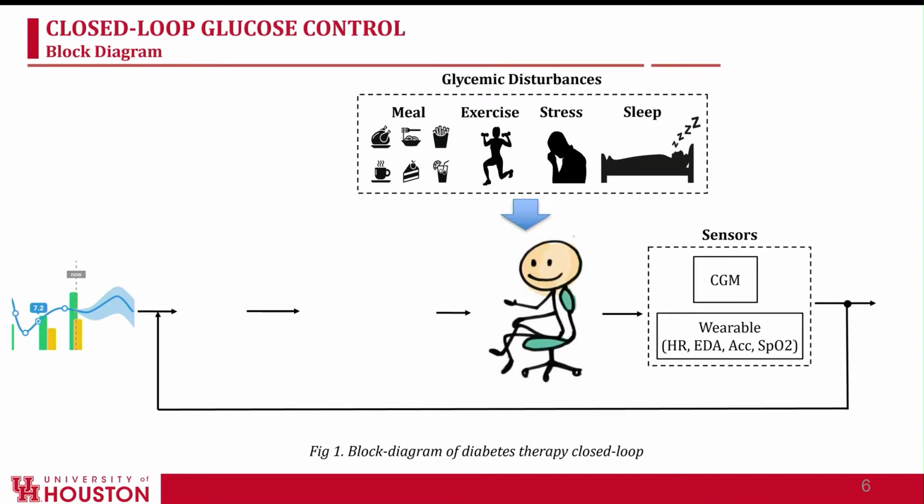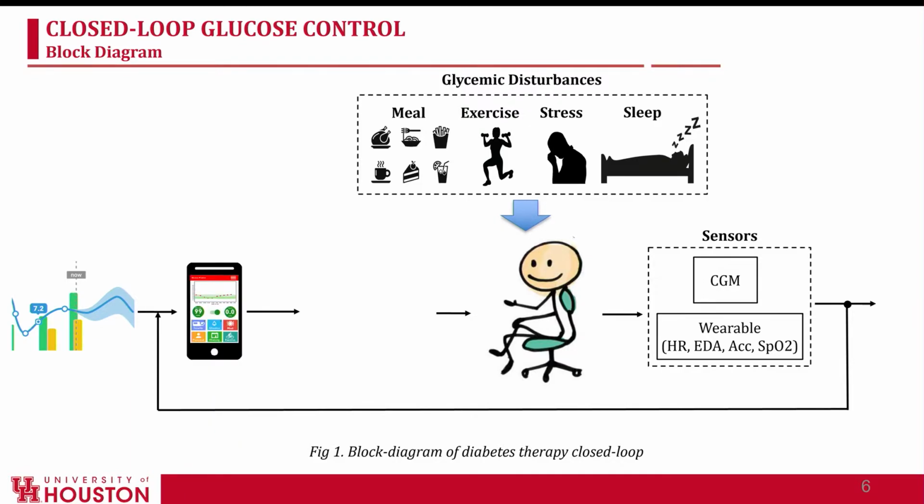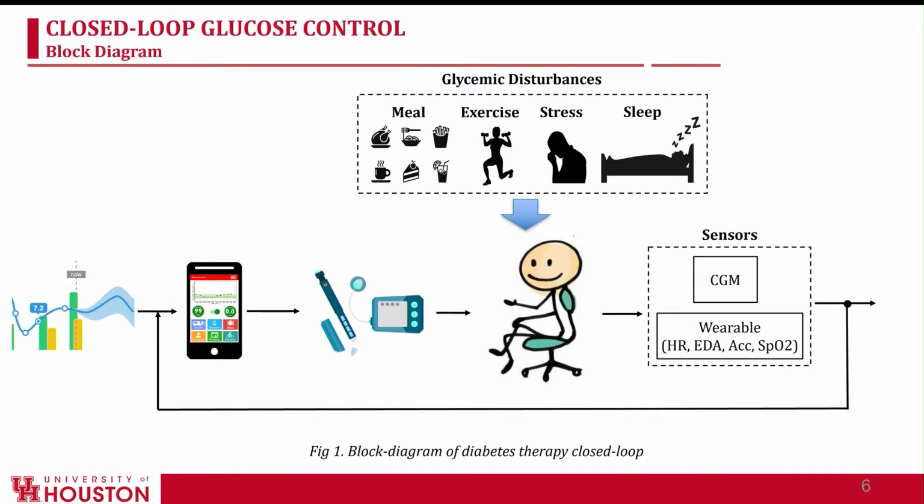The patient is measuring with the sensors, the glucose measurement, but also now with the widespread use of wearable devices, we can have heart rate, galvanic skin response, oxygen saturation, and so on and so forth. So taking those measurements and knowing where we want to go, we can design control actions and deliver them with a smartphone application that commands the actuation, either a syringe or an insulin pump, okay?